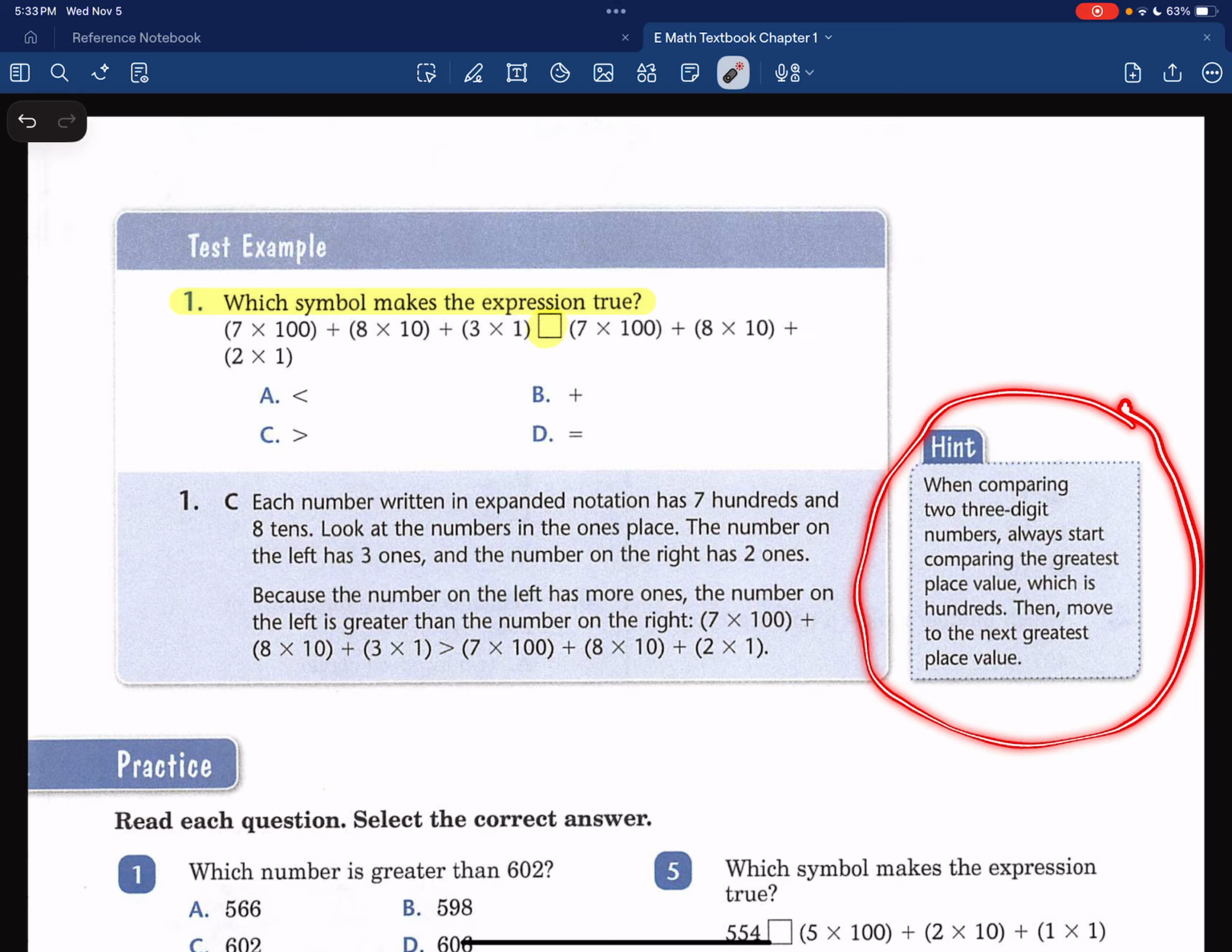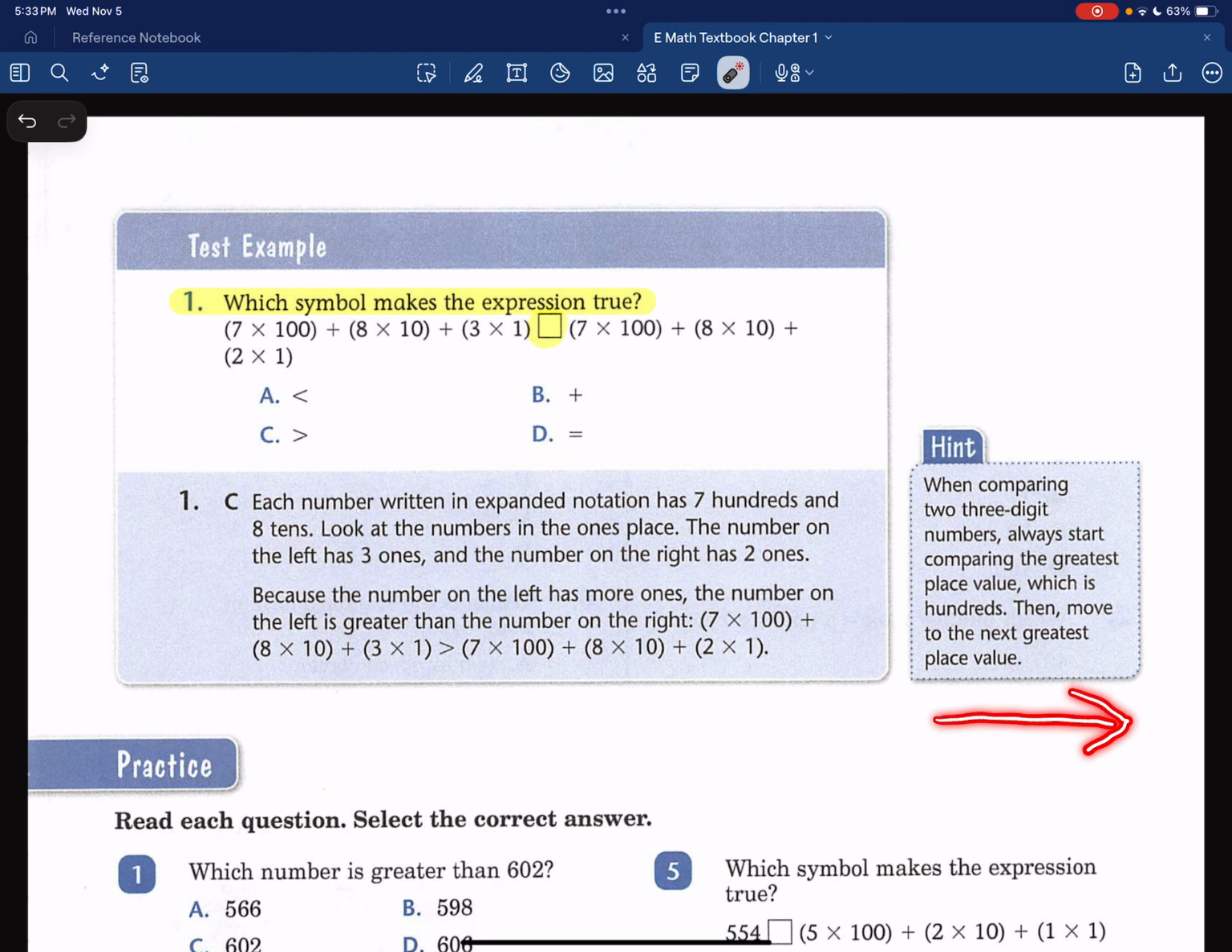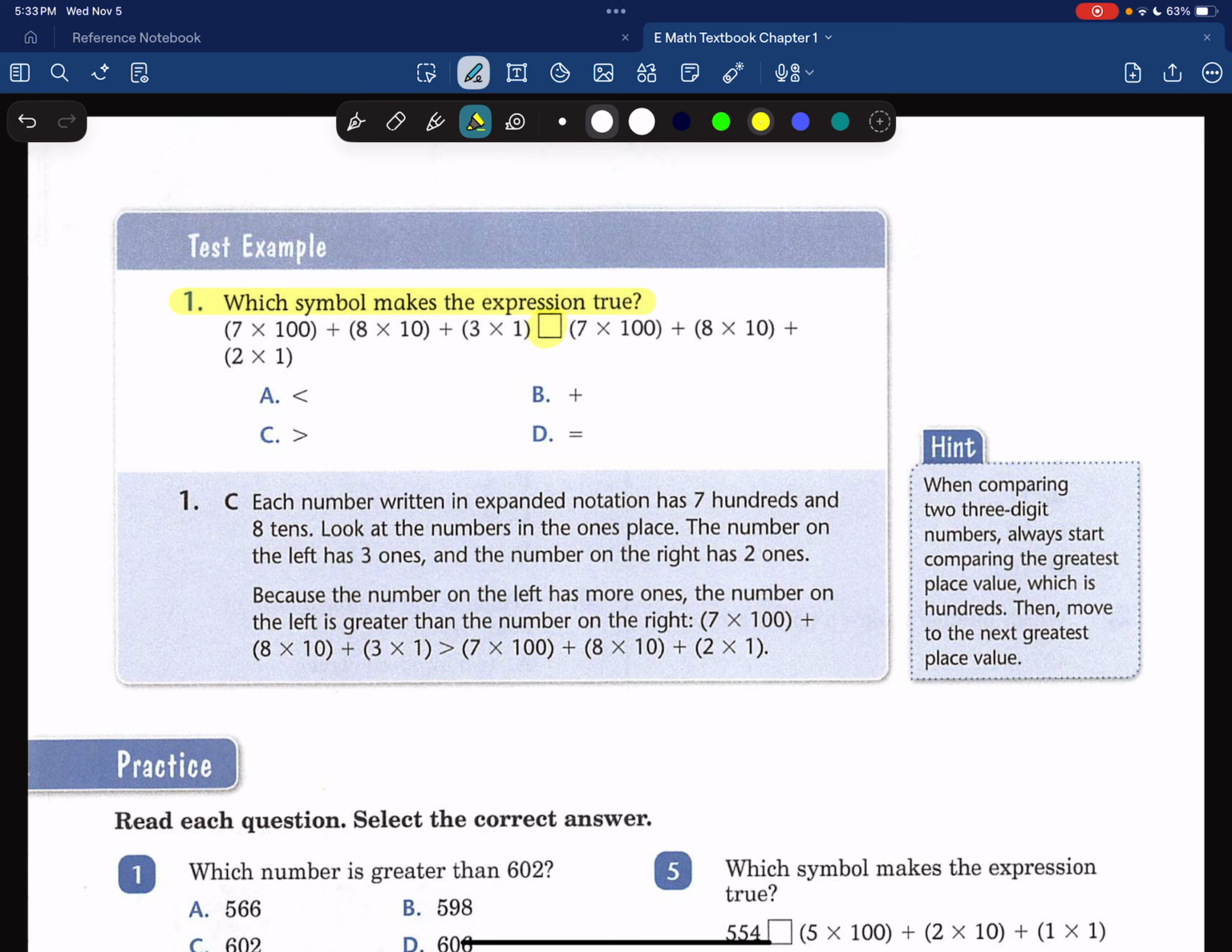When comparing two 3-digit numbers, always start comparing the greatest place value, which is the hundreds place. Then move to the next greatest place value. So we're working left to right. So on this first one, it tells me that we have, let me do it this way for you. I'm going to highlight this one in green. And then I'll highlight this one in blue.